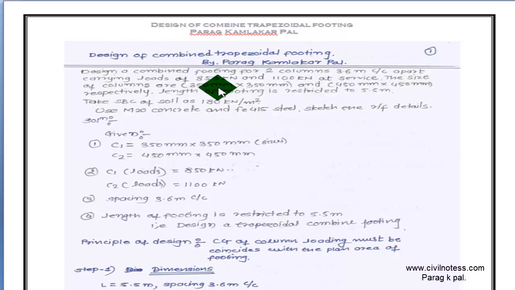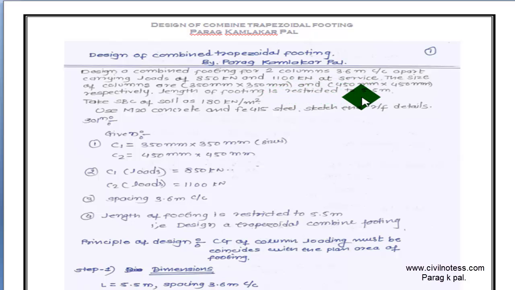In this numerical, 350 by 350 is my C1 column and this one is my C2 column. Respectively, the 350 mm by 350 mm column carries an 850 kilonewton load and the 450 by 450 column carries a 1100 kilonewton load. Length of the footing is restricted to 5.5 meter.